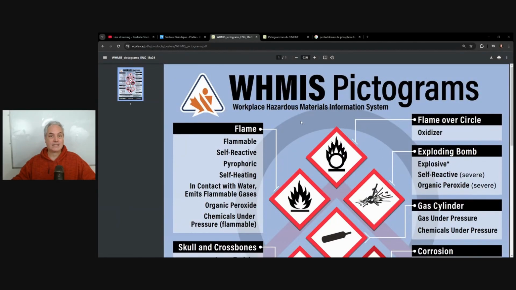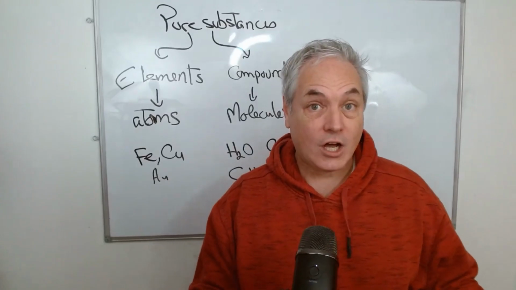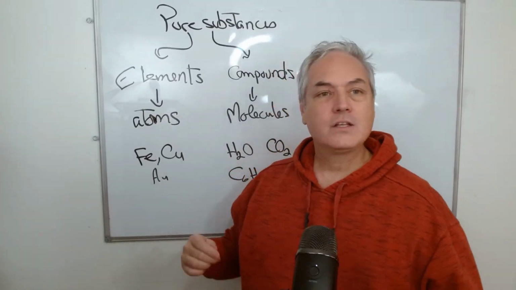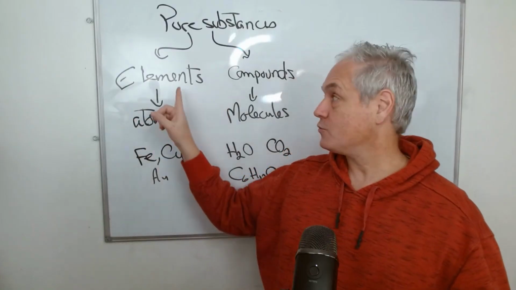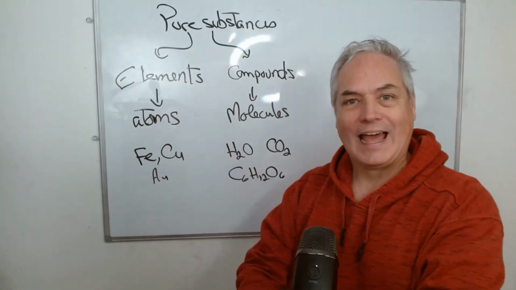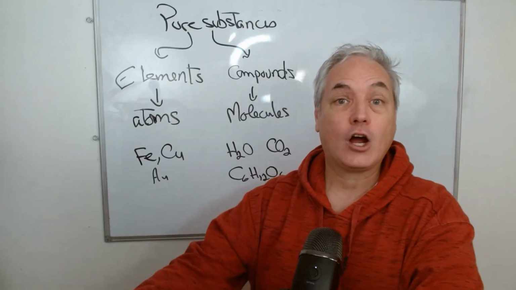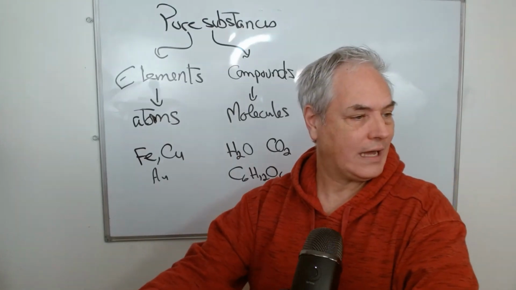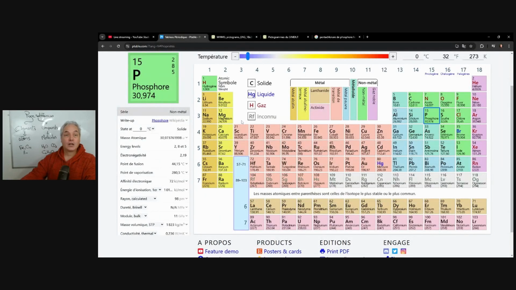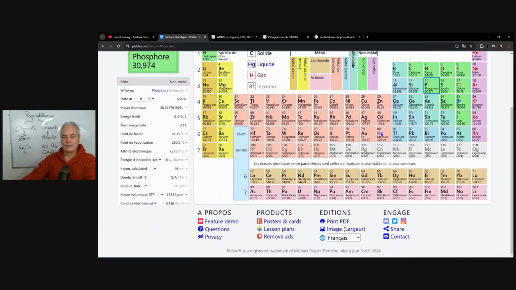So that is amazing. When we think of pure substances in chemistry, let's see what it means. We have two categories: elements and compounds. The first ones are called elements, and interestingly enough, they are organized on the periodic table of elements.